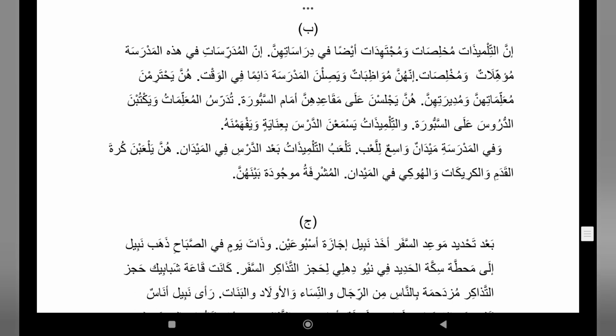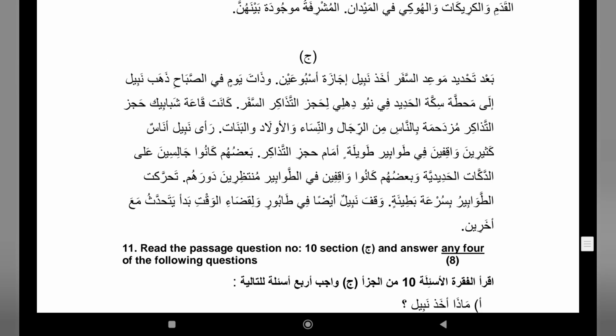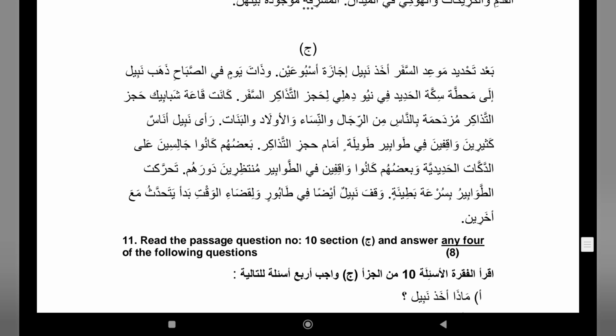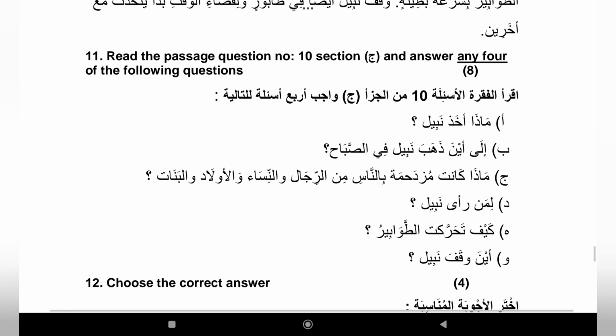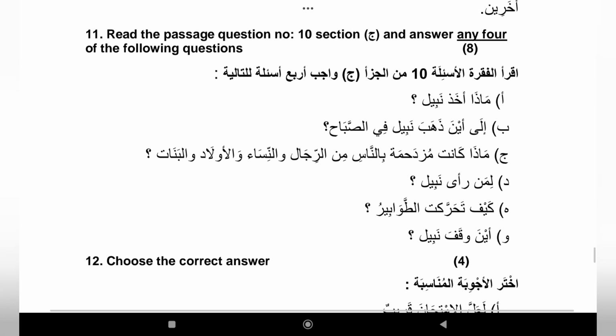So this is one and this is another one. Okay, so to score this mark, the only way is to learn the translation of all the chapters. Then the 11th question, read the passage. Okay, and this is reading the passage and answering the questions.